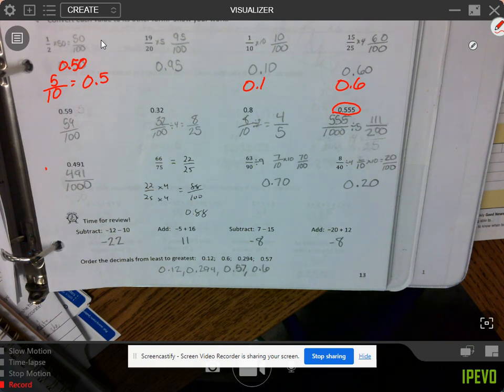All right, last row. We were going back and forth. We've got a decimal here, 491/1,000. Now we have our decimal, 0.88. 0.70 or 0.7, 0.20 or 0.2. Any questions on that row?